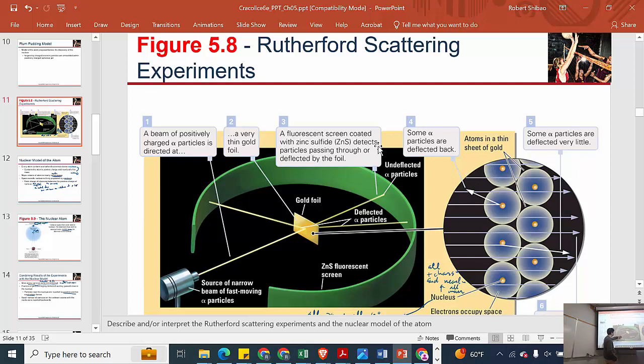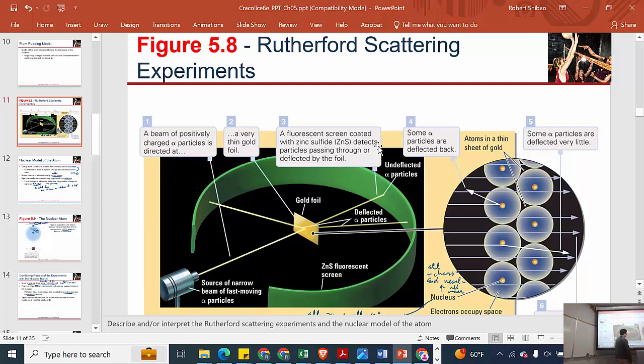And this beam of alpha particles hits the gold. Most of the alpha particles go right through the gold. And so the conclusion there is that the gold must consist mainly of empty space, because most of the alpha particles go right through and don't hit anything. And so the gold atoms must consist mostly of empty space. However, some of these are slightly deflected, and some are severely deflected.